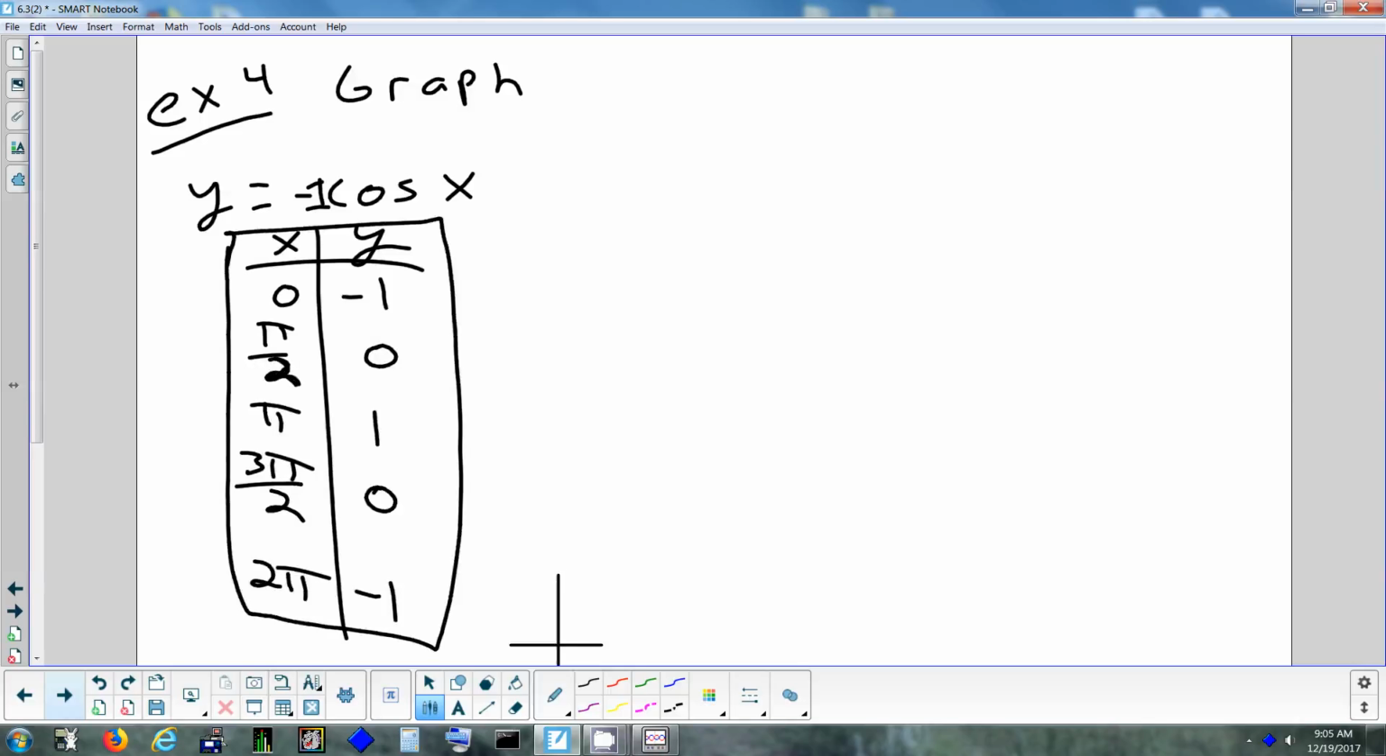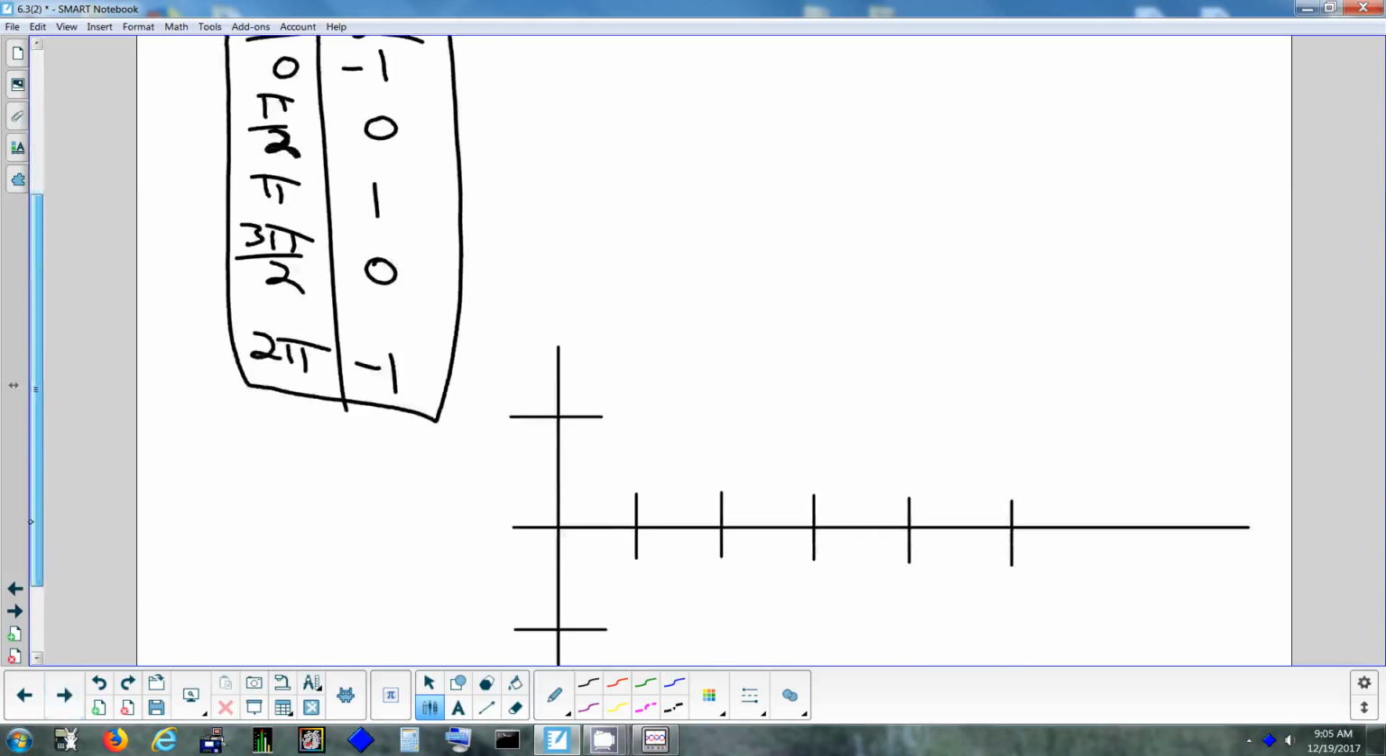So normally when we sketch cosine, we get that more of the V shape. This time we're going to flip it over. We're going to get more of an N shape. We're going to get the up part of the wave.